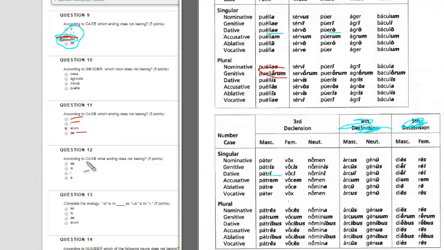Just through process of elimination. So if you see something like AE, you're like, okay, they could be talking about dative or genitive, or they could be talking about nominative plural. Nobody's ever talking about vocative, so don't worry about that one.